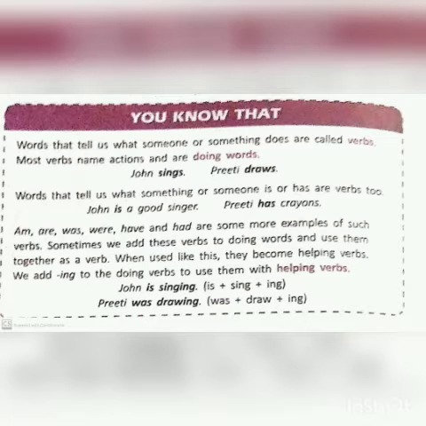Sometimes we add these verbs to doing words and use them together as a verb. When used like this, they become helping verbs. We add ing to the doing verb to use them with helping verbs. Like John is singing, Pretty was drawing. So am, are, was, were, have and had are also some examples of verbs. And usually we use these with other verbs, and then it becomes a helping verb.